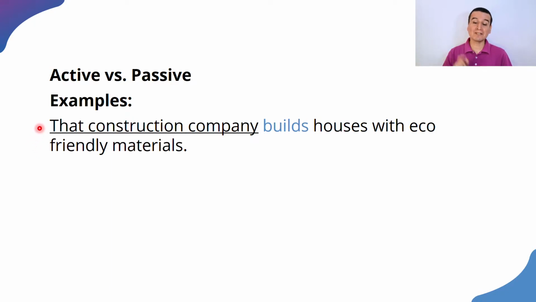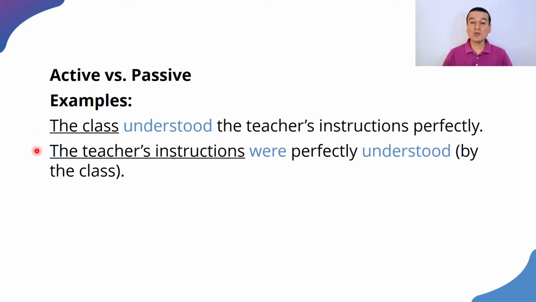Is that clear? Let me give you one additional example. Why do I have "by the class" in parentheses? In the passive voice, sometimes it is not absolutely necessary to specify who the doer of the action is, because the focus is on who receives the action, in this case, the teacher's instructions. So if we just say the teacher's instructions were perfectly understood, and we don't say anything else, it's because that is not absolutely important. All right?